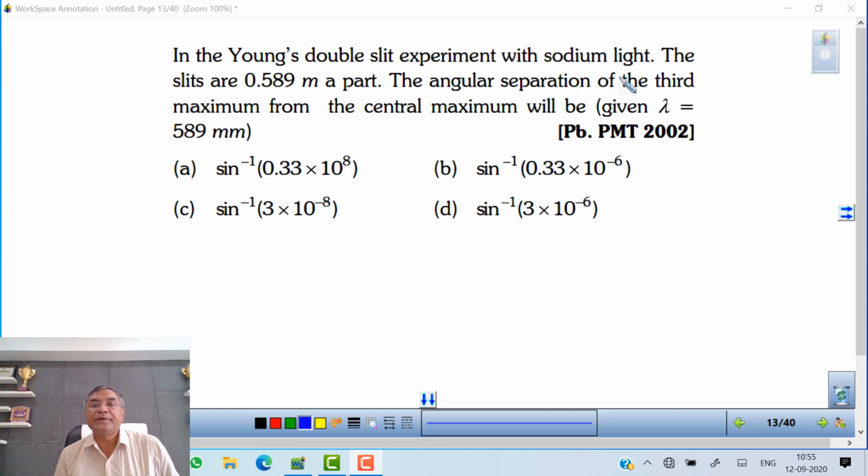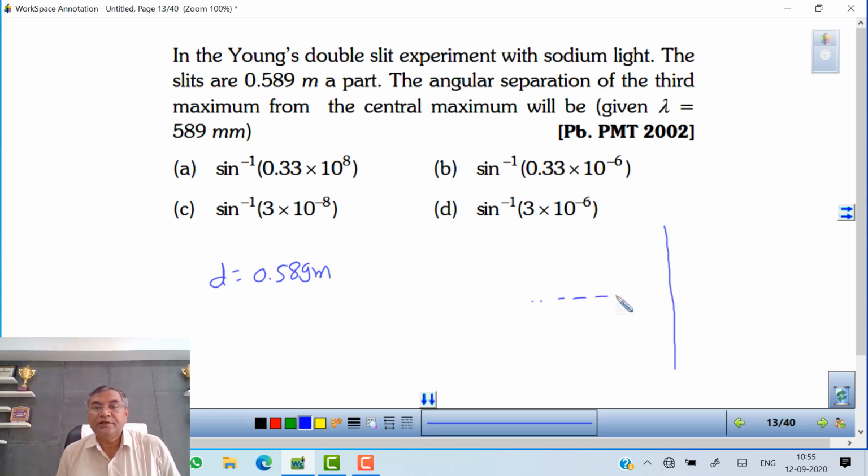In Young's double slit experiment with sodium light, the slits are apart, meaning small d is given as 0.589 meter. Find the angular separation of the third maxima from the center. So if I draw the figure roughly, this is your center and this is the third bright. This angle is theta, this is capital D, and here goes small d. This is S1 and this is S2. So the angular separation I need is this theta.